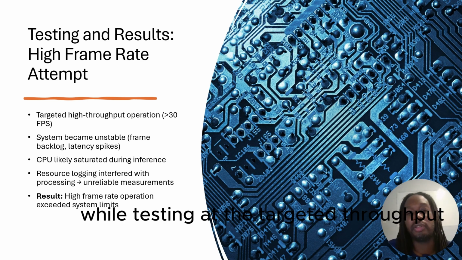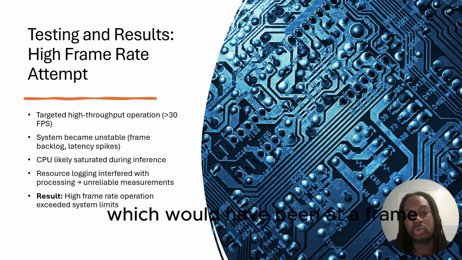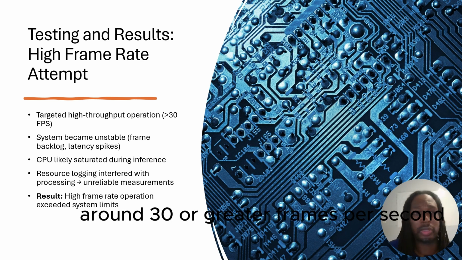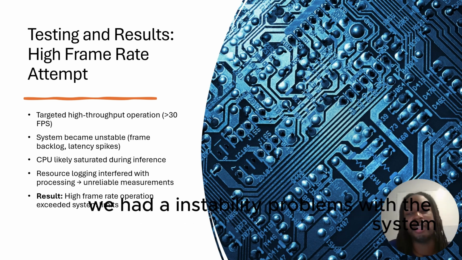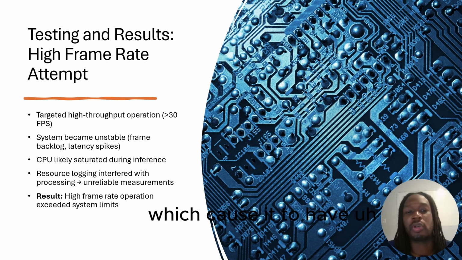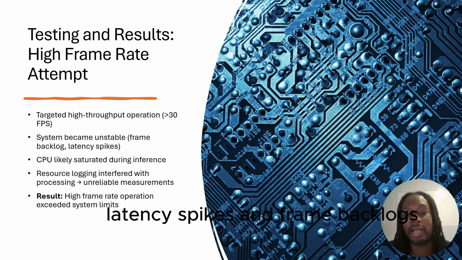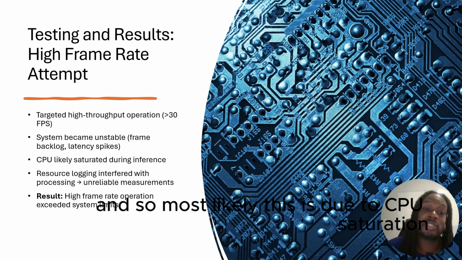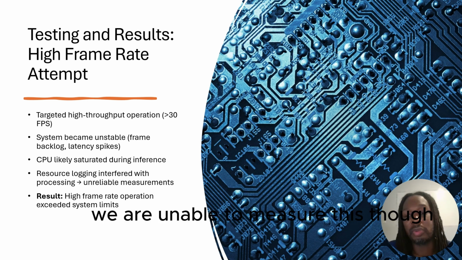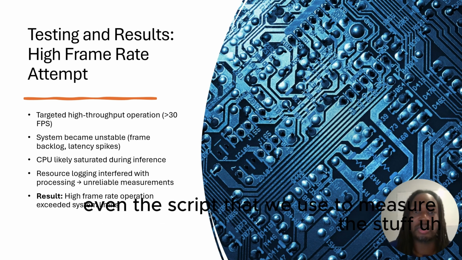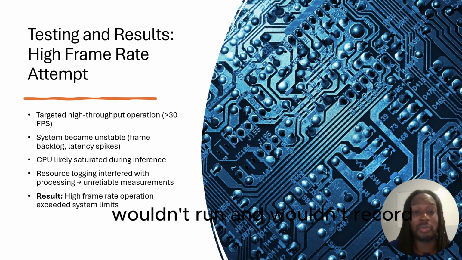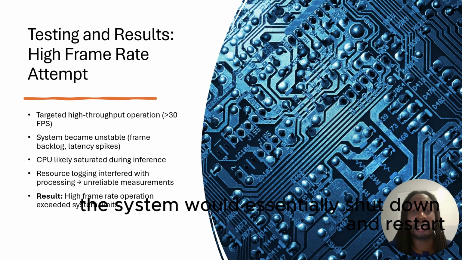While testing at the targeted throughput, which would have been at around 30 or greater frames per second, we had instability problems with the system, which caused it to have latency spikes and frame backlogs. And so, most likely, this is due to CPU saturation. We are unable to measure this though, because even the script that we used to measure this stuff wouldn't run and wouldn't record. The system would essentially shut down and restart.